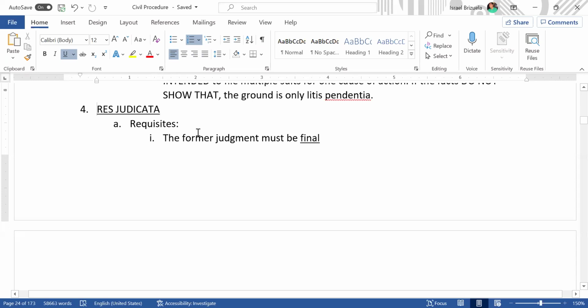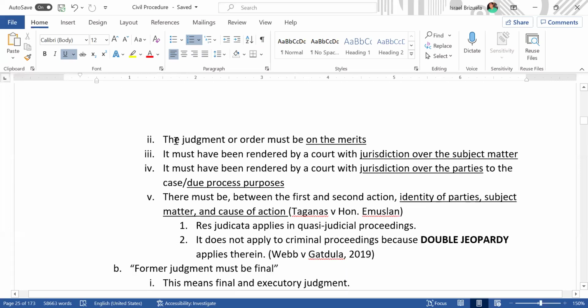So the requisites for res judicata is that the former judgment must be final, and the judgment or order must be on the merits. It must have been rendered by a court with jurisdiction over the subject matter. It must have been rendered by a court with jurisdiction over the parties to the case, for due process purposes. There must be, between the first and the second action, identity of the parties, subject matter, and cause of action.